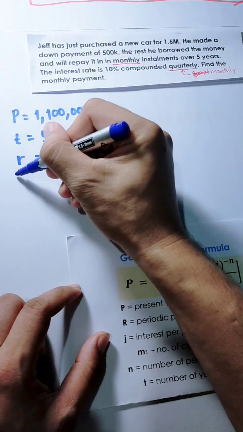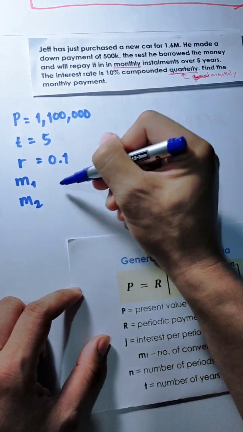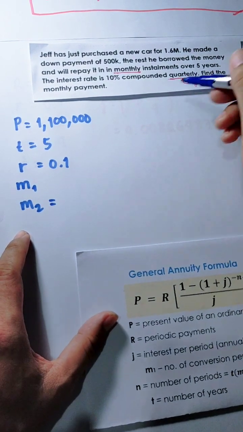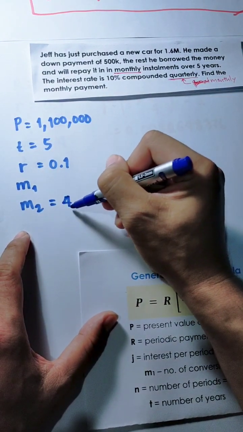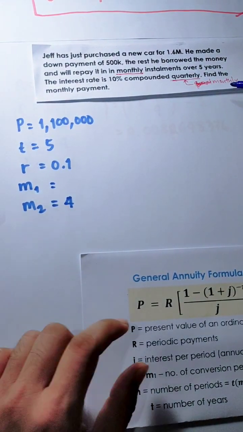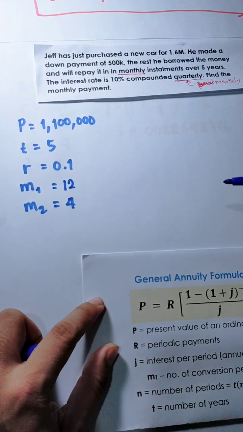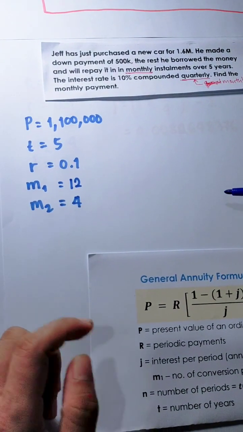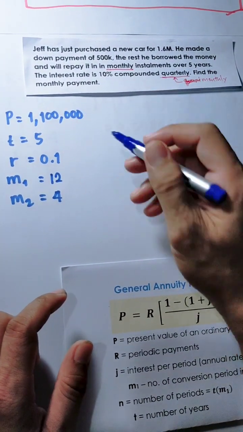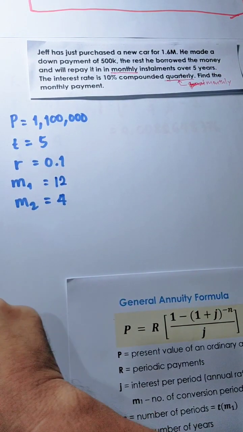And the M1, M2, okay, let's start with M2. M2 is the original, right? The original is quarterly. That is 4 times. And then the M1 is the converted compounding period, which is monthly. That's 12. All right. And what else do we need? All right, we have everything set already. Let's now solve for our J.